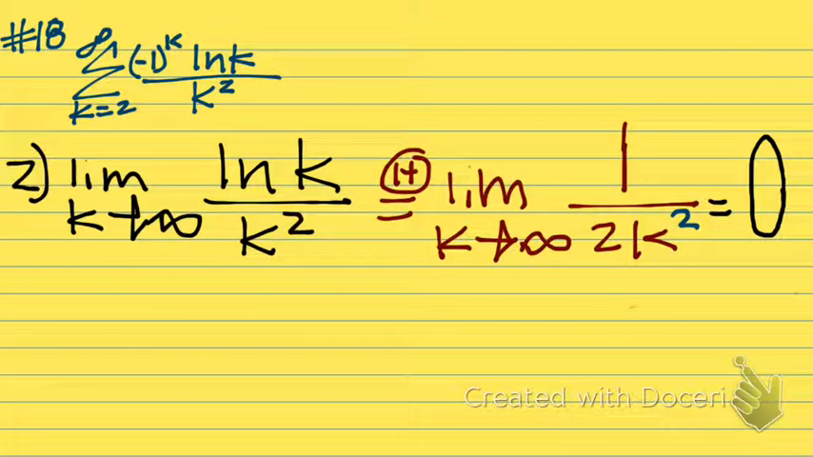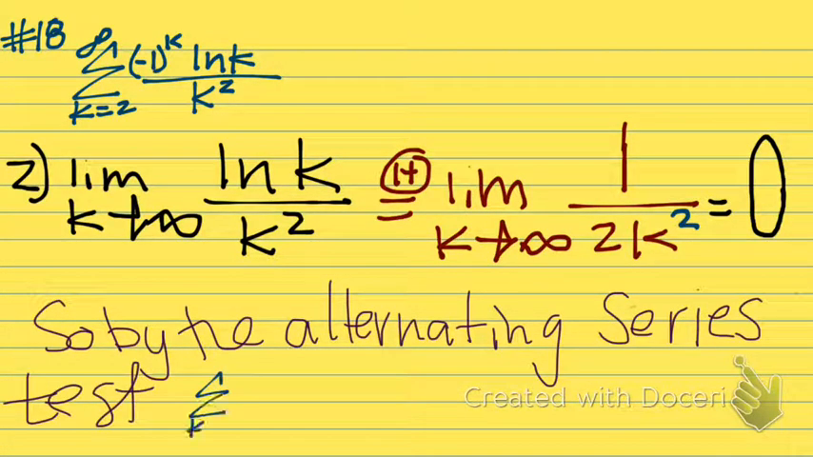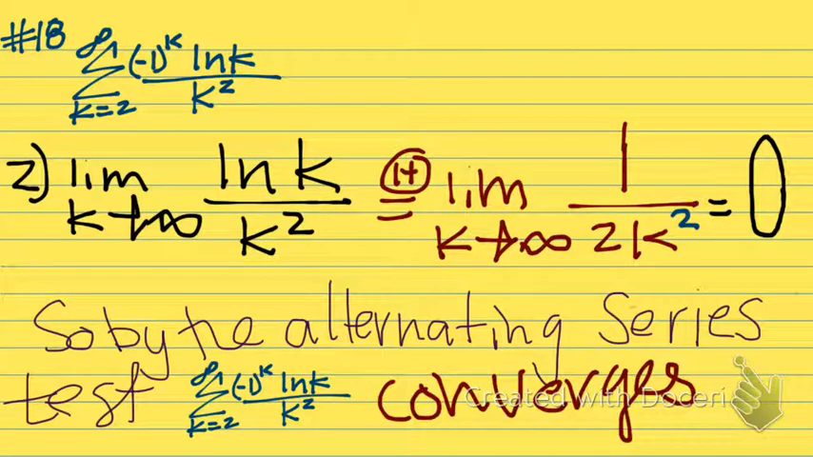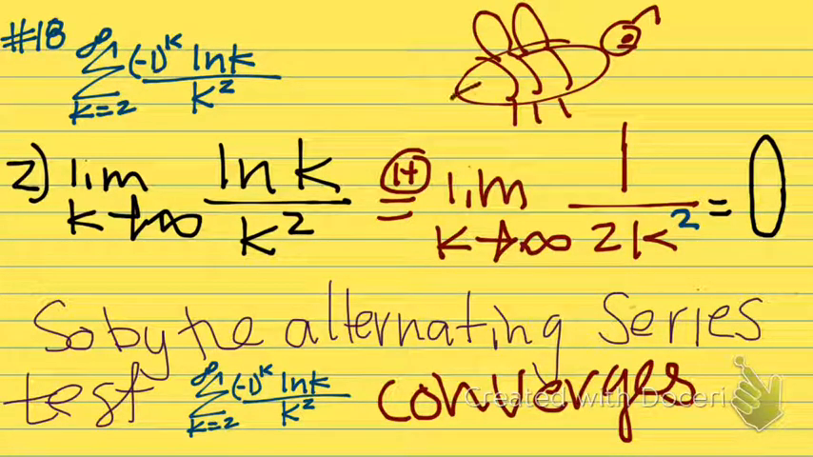So by 1, 2, 3, we see the alternating series test gives us that our original series does what? Satisfies all 3. So it converges, and then it's all over. Maybe.